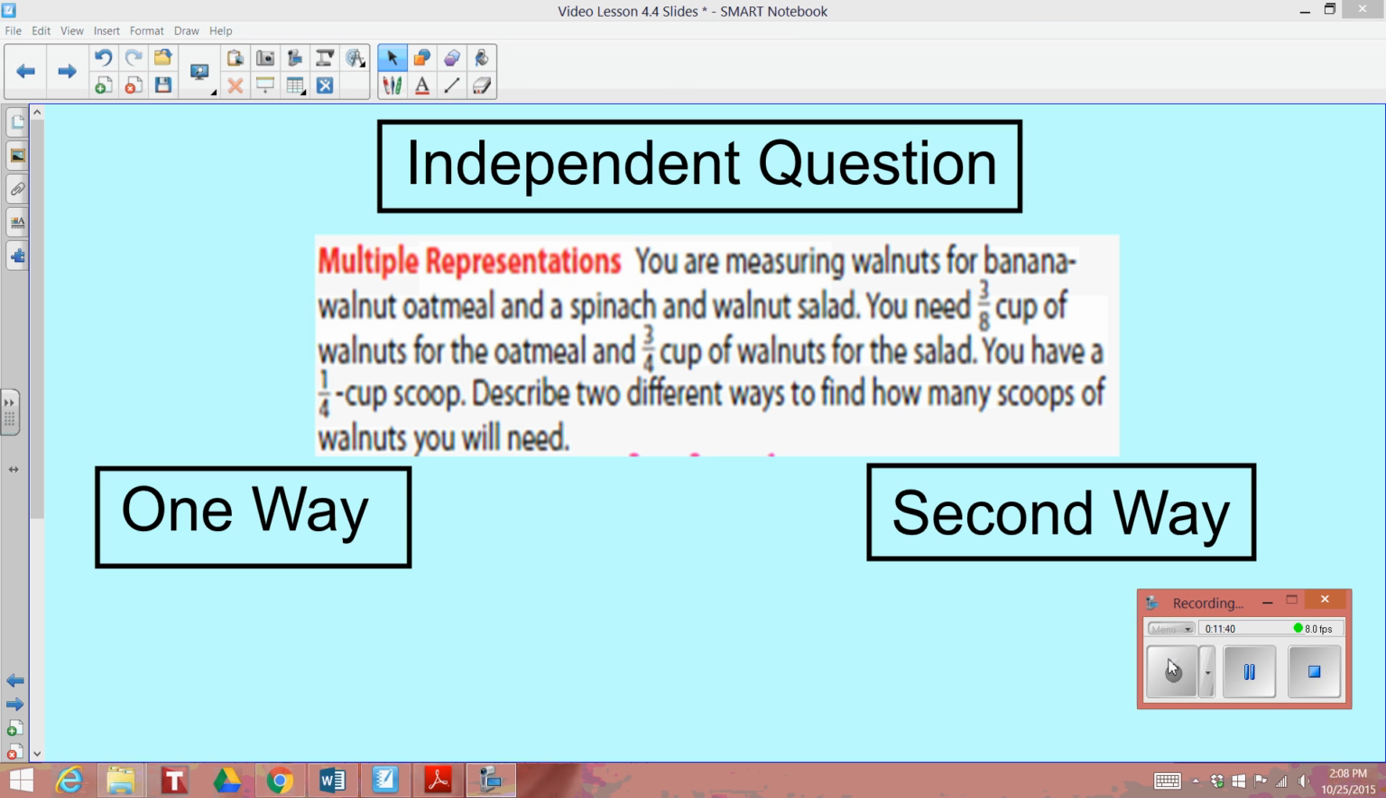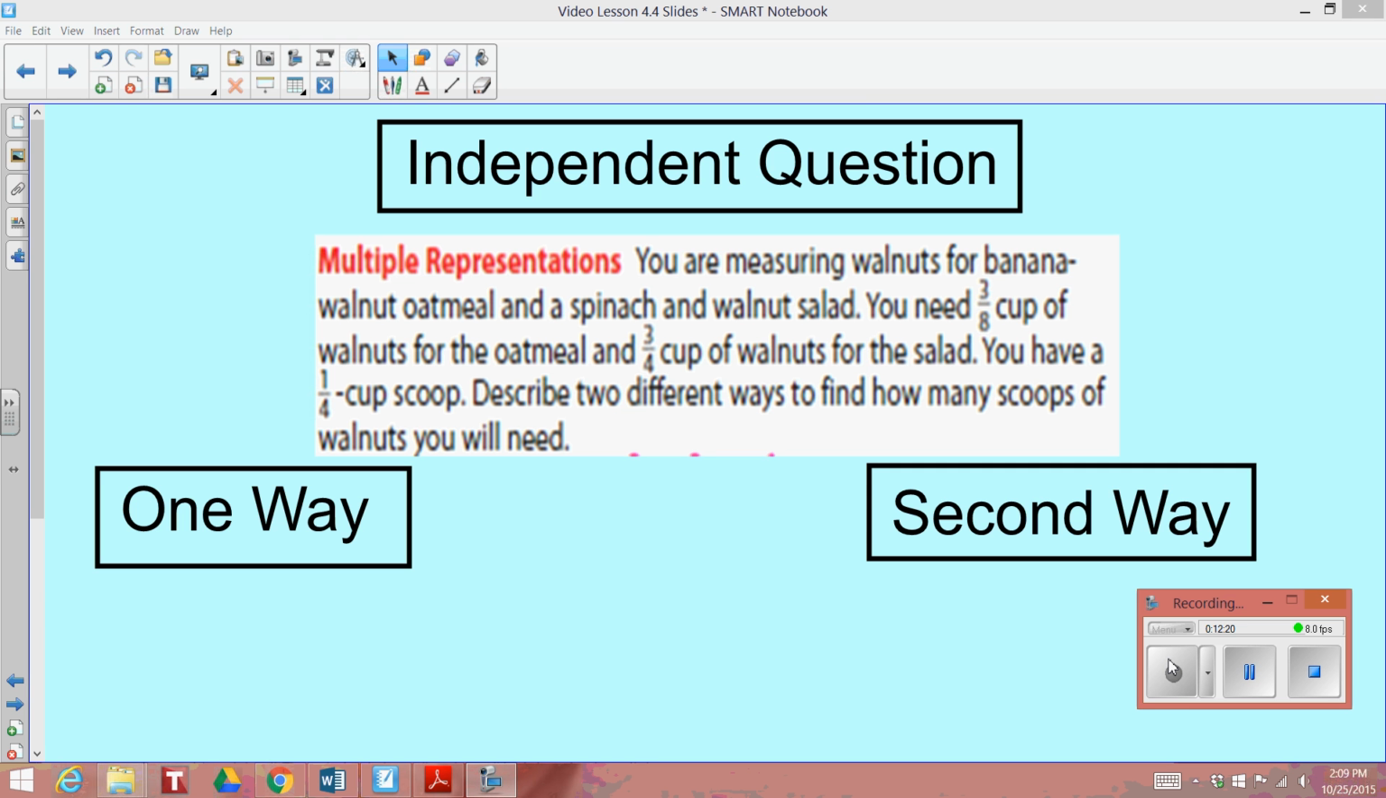Now for your independent question that you will be expected to bring into class. This is a multi-representation question, meaning you can actually figure it out in more than one way. I'm going to give you a few hints. Let's look at the question. You are measuring walnuts for banana walnut oatmeal and a spinach and walnut salad. So you're making oatmeal and a salad. You need 3/8 cup of walnuts for the oatmeal and 3/4 cup of walnuts for the salad. If you have a 1/4 cup scoop, just write 2 different ways to find how many scoops of walnuts you need.